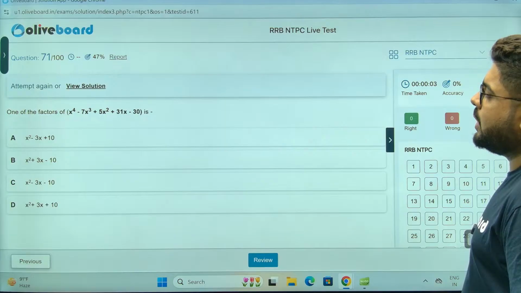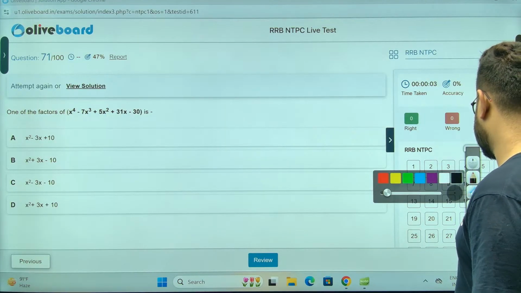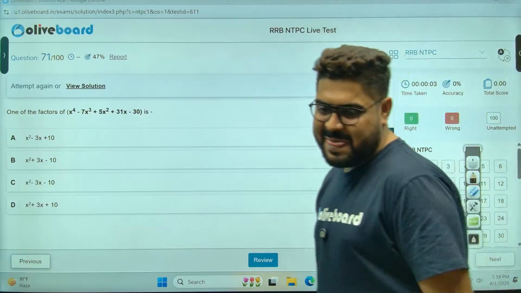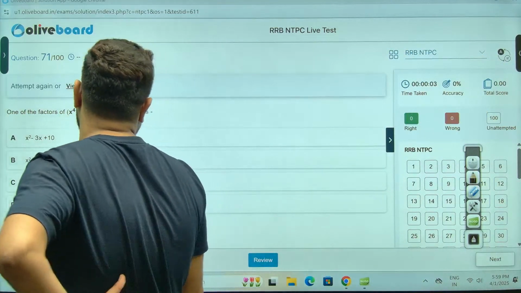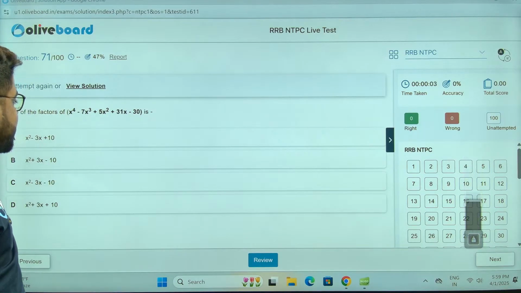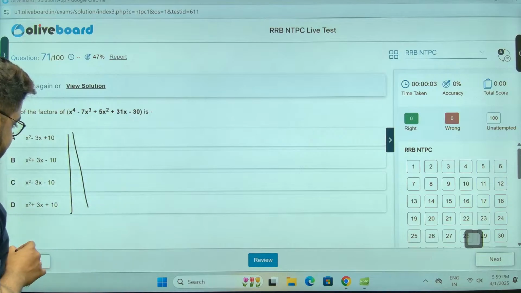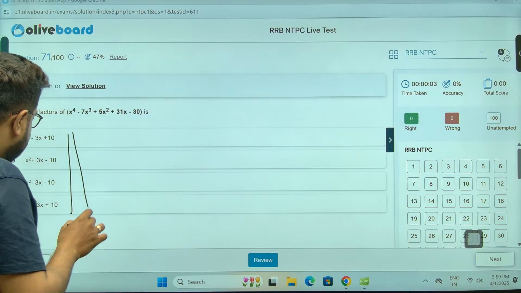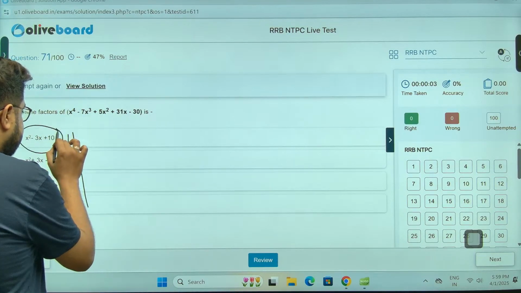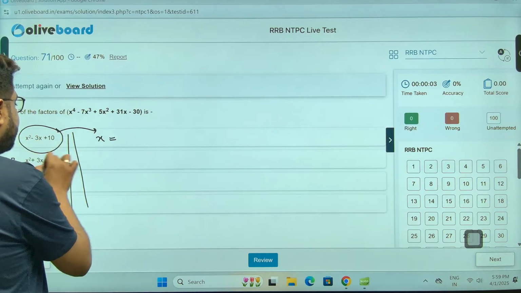Oh no, this has to be done. Chalo, this will take some time. Shortcut. Let me show you one thing. By looking at the options, what will be the values of x here? Can anyone tell me?